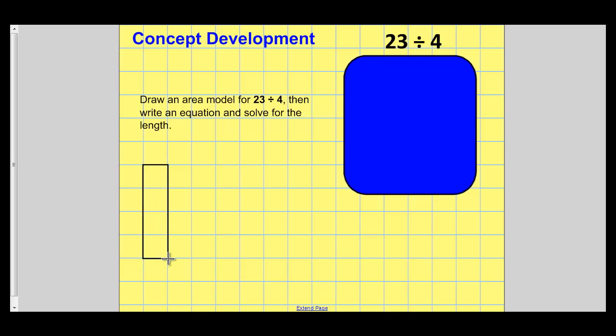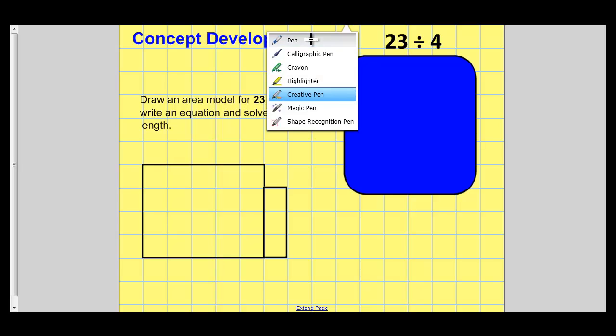So this will be 4, 8, 12, 16, 20, but this will be 24, which is too much. So I'm going to have to stop right here at 20, and then I'm going to have 3 left over. So when I go to label my area model, it's going to look like this.